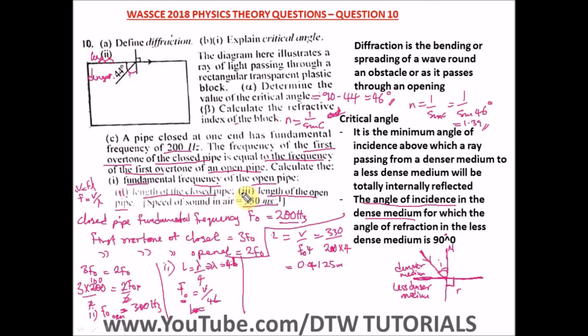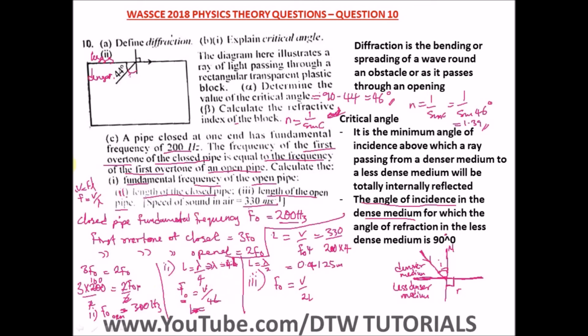Now the third one asks for the length of the open pipe. So what's the length of the open pipe? Definitely the fundamental frequency formula for an open pipe is what? F0 is equal to V over 2L. For an open pipe, the first length is L is equal to lambda over 2.